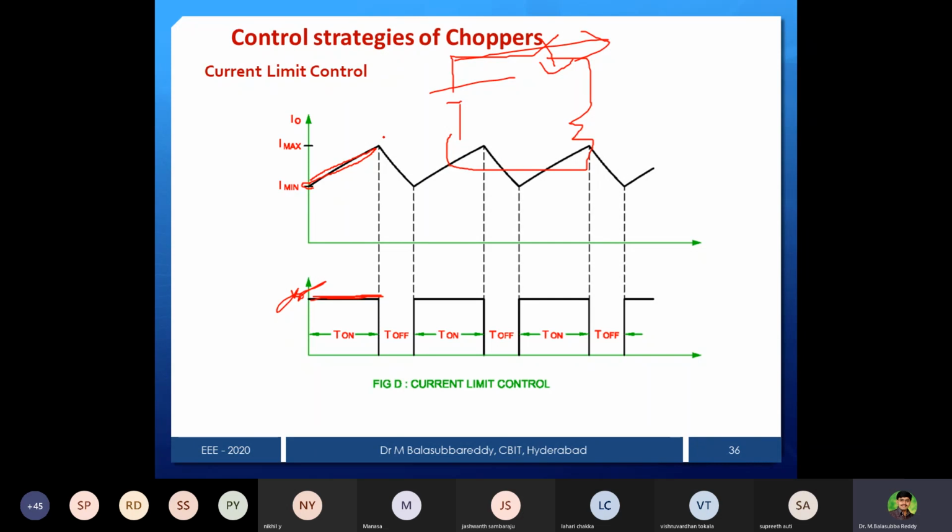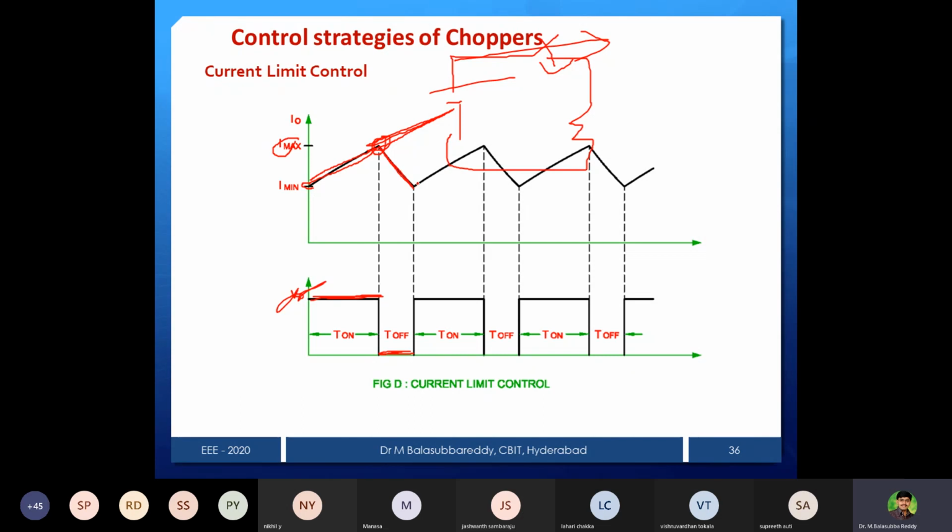Once it reaches the maximum, what will happen? It reaches the maximum current, then you disconnect the pulse. Otherwise, if you continually keep it on, the current will keep increasing like this. But I don't want to allow the current beyond the maximum. Once the current reaches the maximum, you disconnect the pulse. Then the current will not increase further. It dissipates, and the current gradually decreases.